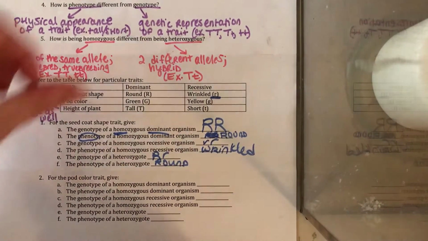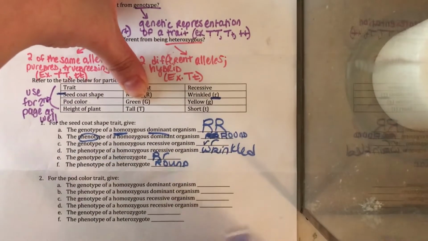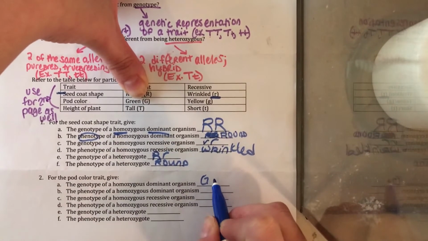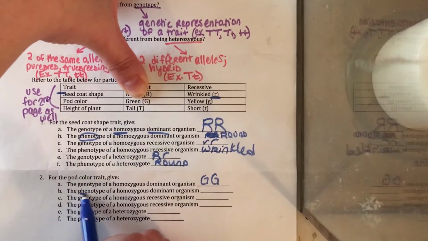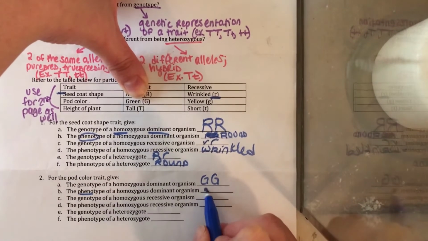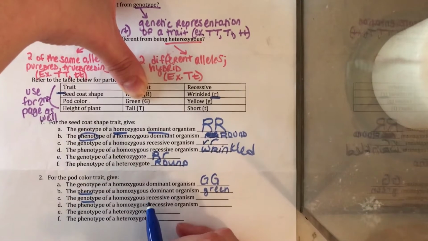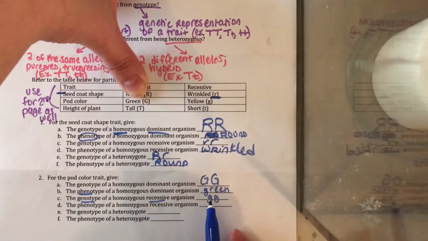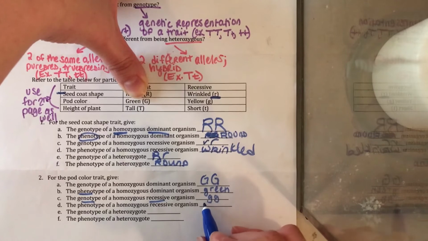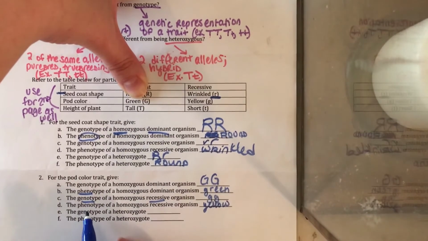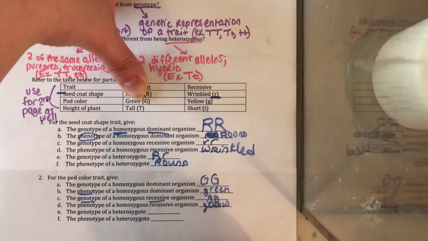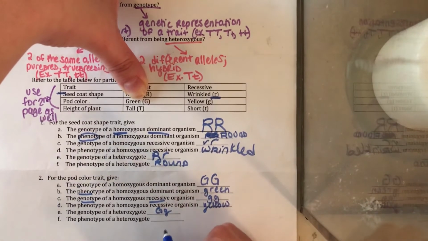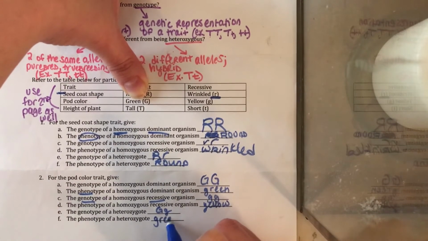So for the pod color trait, we're looking at this one right here. Capital G, lowercase g, green and yellow. So the genotype for homozygous dominant would be capital G, capital G. The phenotype, however, the physical appearance, would be green. The genotype of a homozygous recessive would be lowercase g, lowercase g. The phenotype for that homozygous recessive would be yellow. The genotype of a heterozygote or a hybrid would be capital G, lowercase g. And the phenotype of that heterozygote would be green.